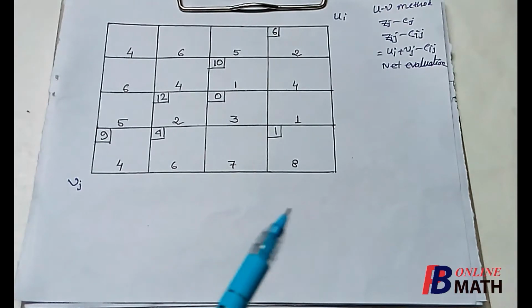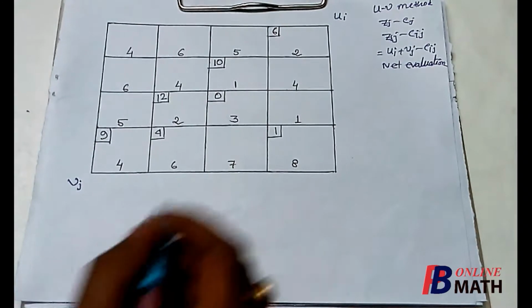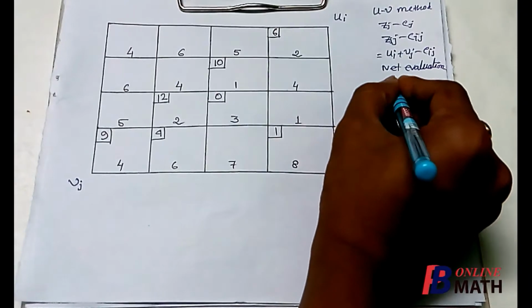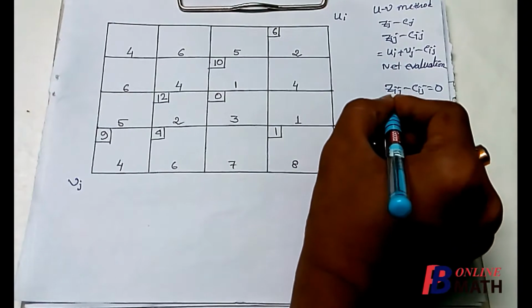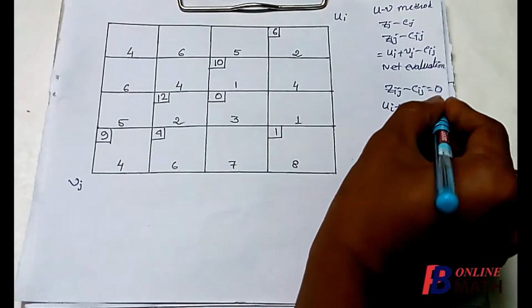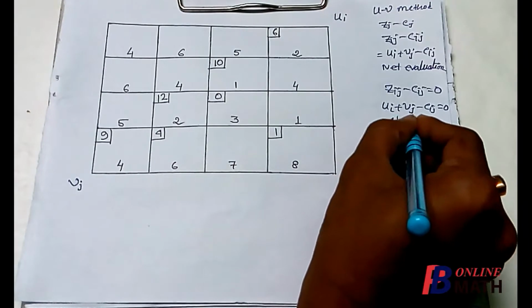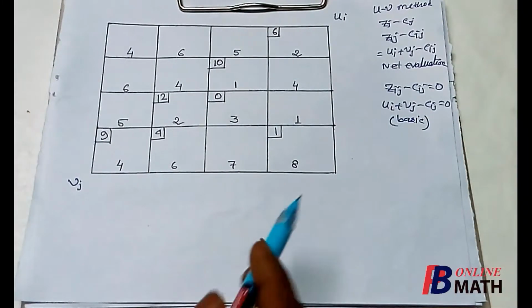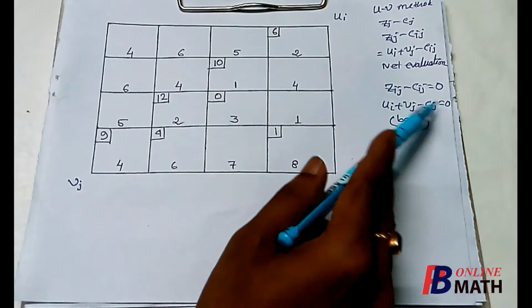Now before that, we know that in case of the simplex method, at the final optimal stage, the zj minus cj values for all the basic variables are 0. So in this case also, for the basic cell, the value of zij minus cij will be 0. That means for the basic cell, ui plus vj minus cij will be equal to 0. Now this is for the basic cell. So remember, for basic cells, we shall determine the values of ui and vj by using these conditions.